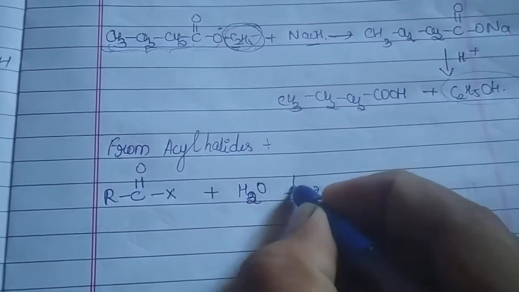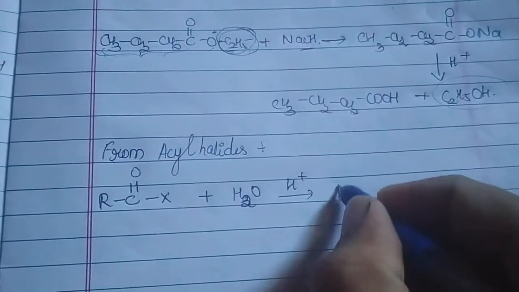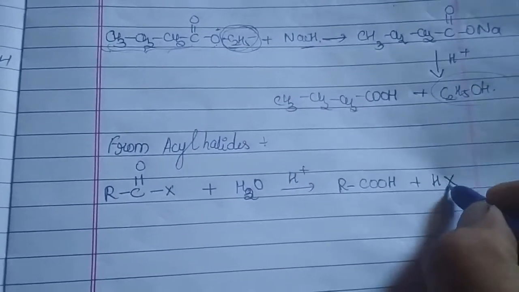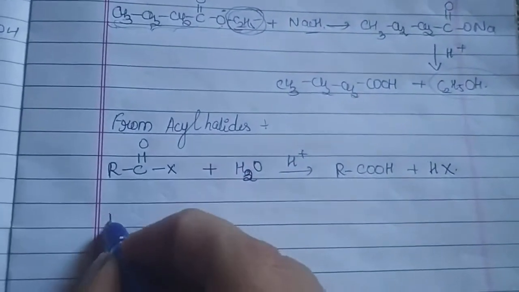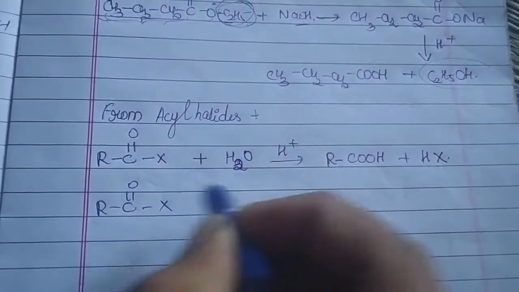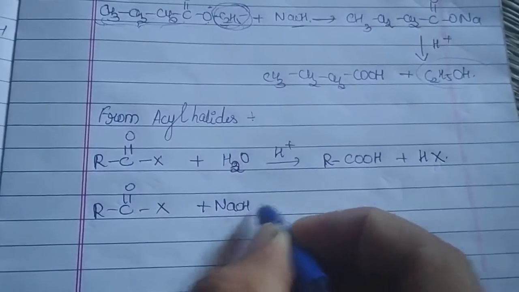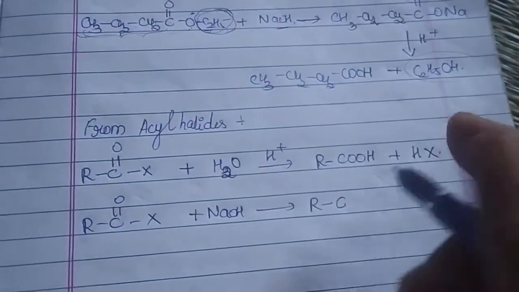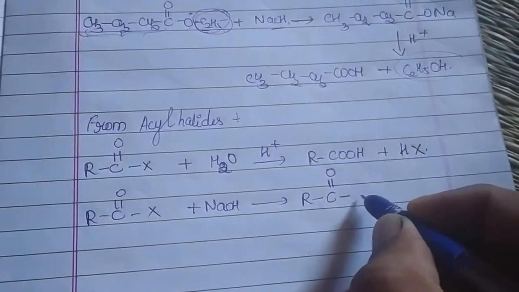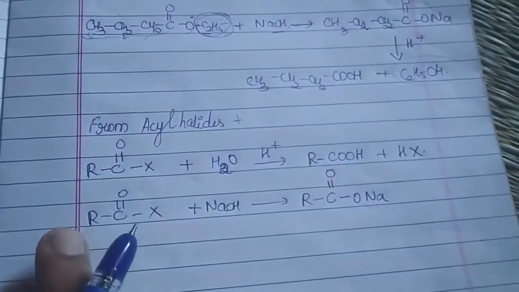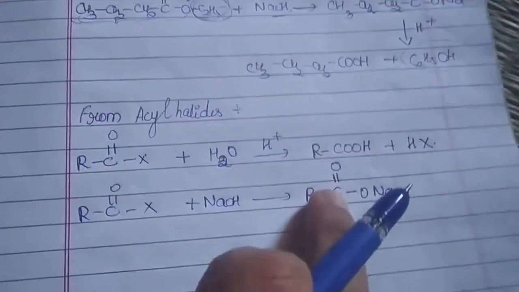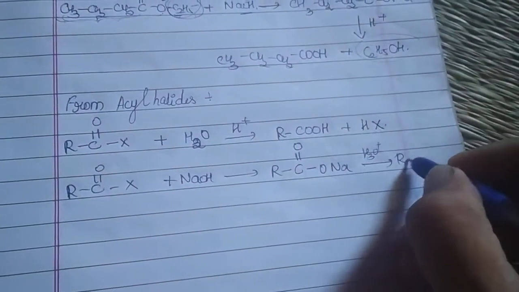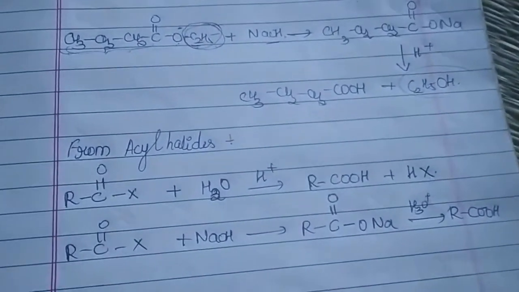Directly acid hydrolyzed, that is H2O in the presence of H plus, we will be directly getting our corresponding carboxylic acids plus HX. Yes. But if you are going to treat the same acyl halides with a base, as I have mentioned earlier, first you will be getting a salt, that is RCOONa. Can you see? So here you are getting a sodium salt of a carboxylic acid. Then upon acidification, you will be getting your corresponding carboxylic acid.